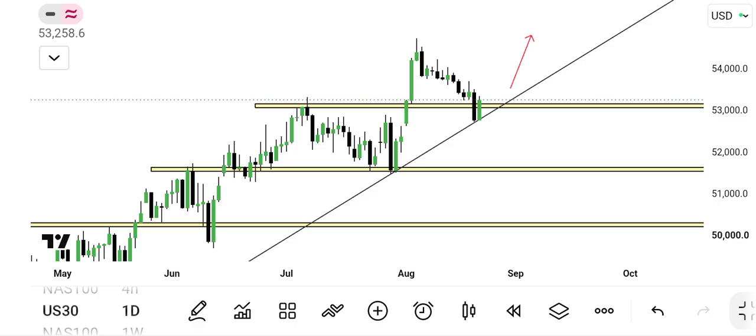Today I'm going to be breaking down US30, starting from the monthly time frame, as you all know, down to the 4 hours. So let's get the charting started.